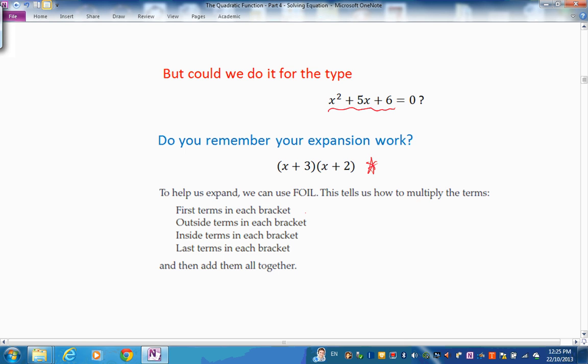And do you remember your expansion methods? FOIL. First, outers, inside terms, last terms, and then add them up. Let's check it. Am I right? x by x gives x squared. x by 2 will give 2x. Then 3 by x, 3x, and then 3 by 2 is 6. Hey, if you could work backwards from FOIL, you could do factorizing. Factorize it, and look at what's going to happen.